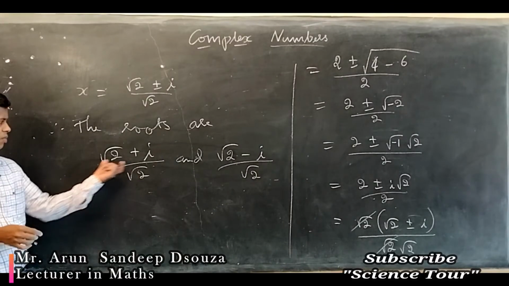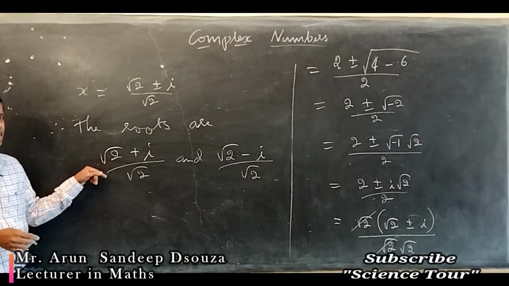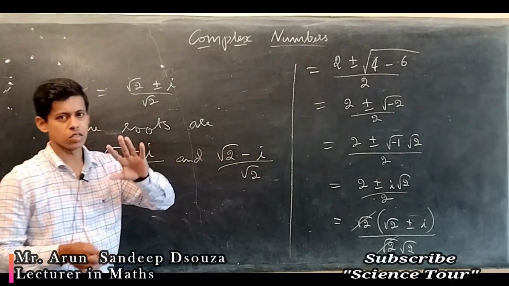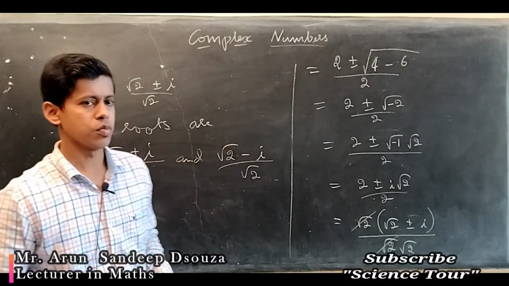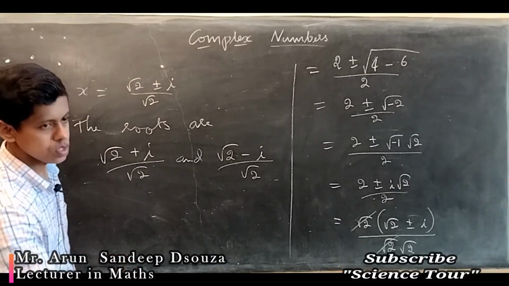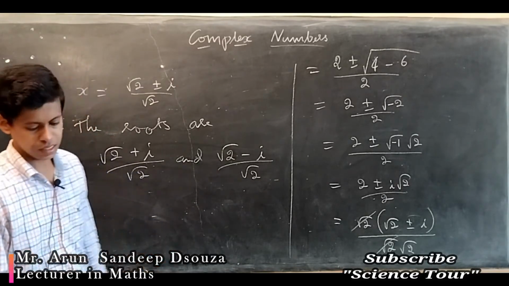You can separate them, so you will get 1 plus i by root 2, and this is 1 minus i by root 2. That is also fine. Okay, or this form is also okay. So that is about question number 7. So let's move on to the next question.